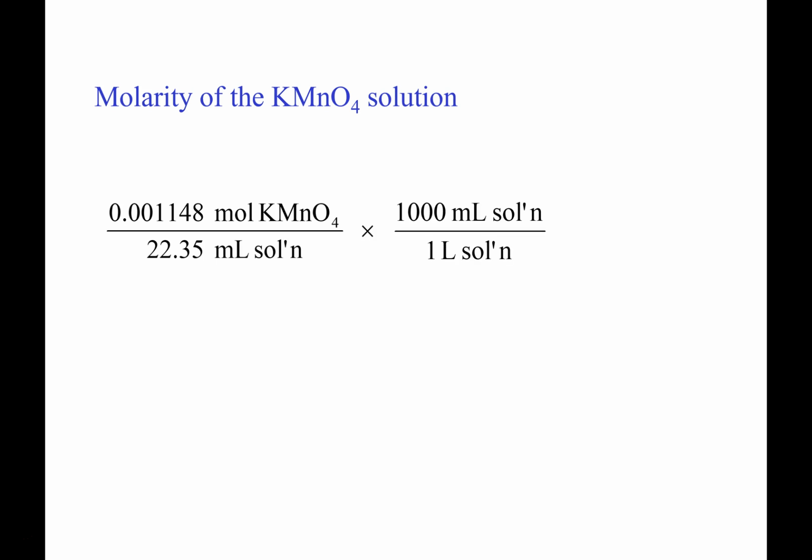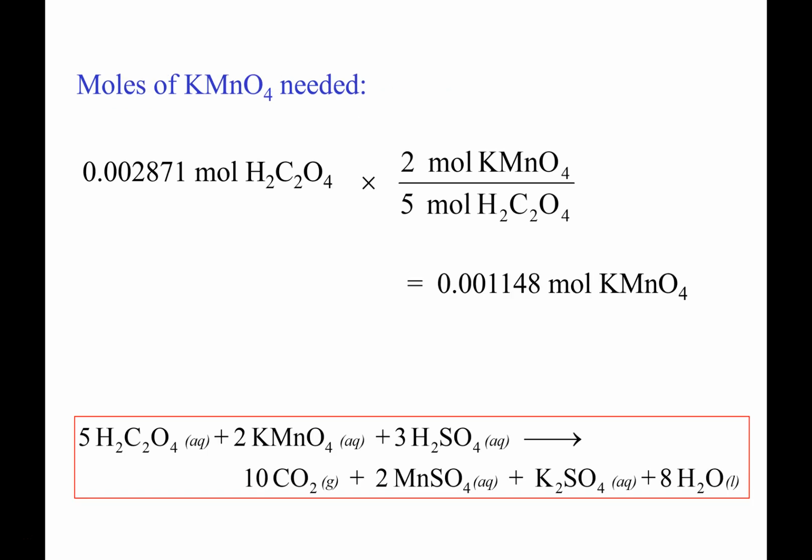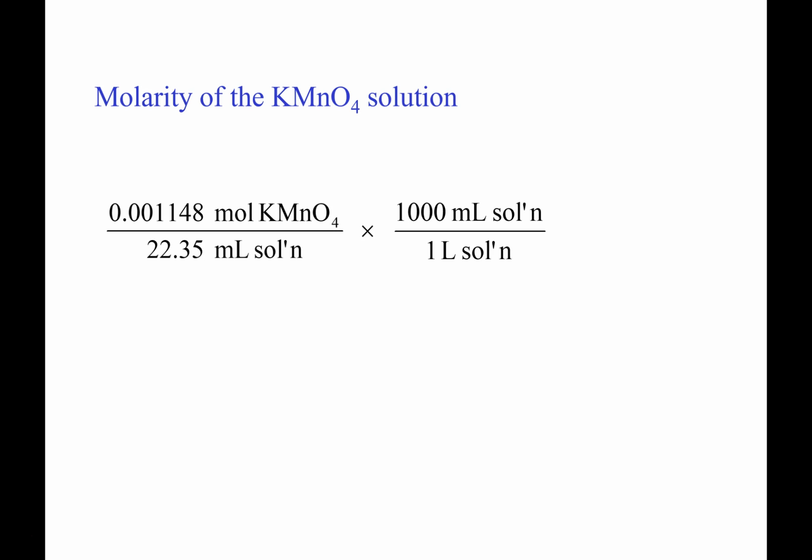That's perfect. Can you go back to that slide though real quick? Okay, cool. So if we just take the moles we got, 0.001148 moles of KMnO4 divided by 22.35 milliliters of solution times 1,000 milliliters of solution over 1 liter of solution.